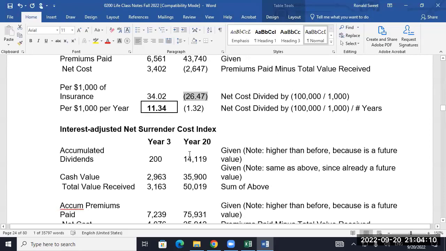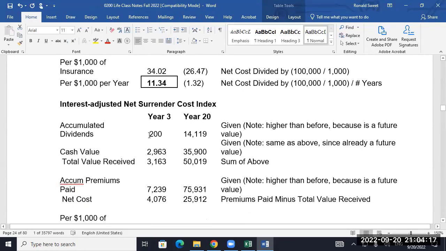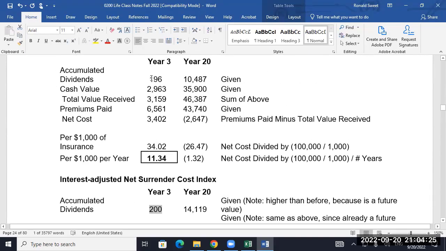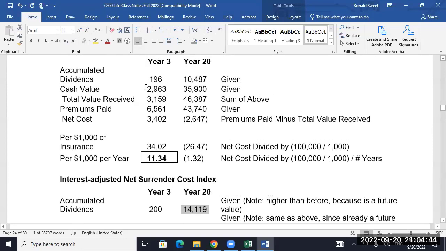So let's just bring in the time value of money. So it's the exact same policy, but the $196, if you future value that in year 3, that's actually $200. That doesn't sound like much of an adjustment because you probably didn't get much dividends in year 1, maybe none in year 2, maybe just very little in year 2. And maybe most of the dividends came in year 3, so there's not much time value. But if you look over 20 years, there's a huge difference. $10,487. The future value of that is $14,119. But then you look at the cash values.